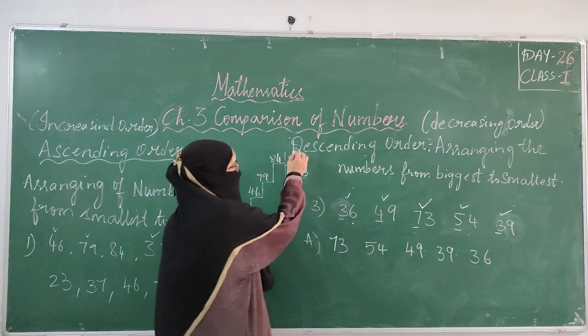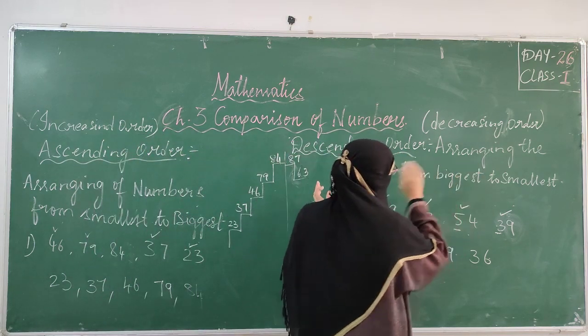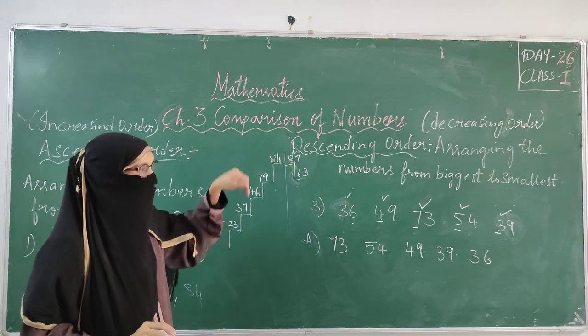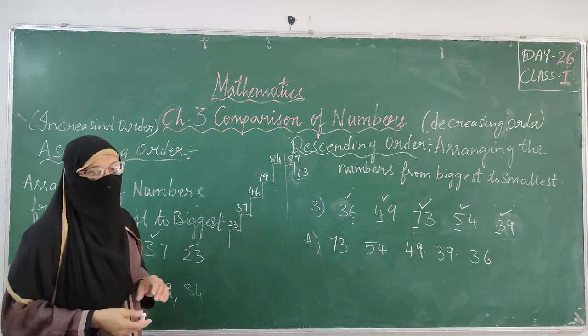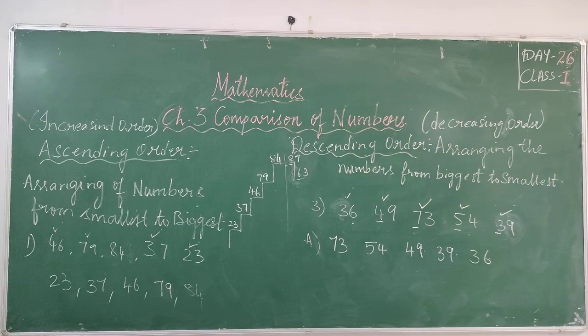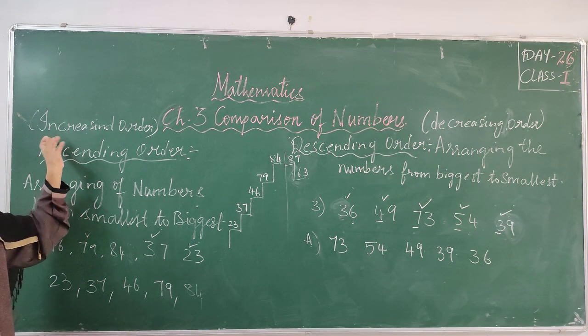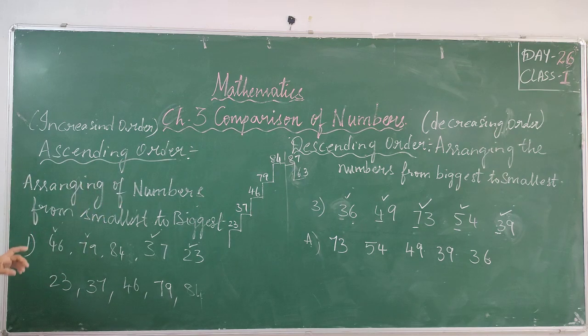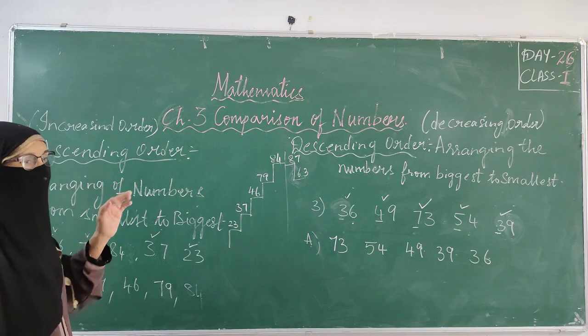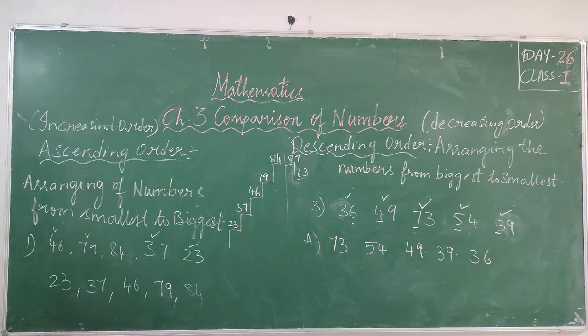So in this way you have to do the descending order. Descending order is nothing but decreasing order, arranging the numbers from biggest to smallest. Understood, children? Did you understand how to write ascending order and descending order? Ascending order is increasing order, from the smallest number to the biggest number. Descending order is decreasing order, from the biggest to the smallest. Hope you all have understood, children.